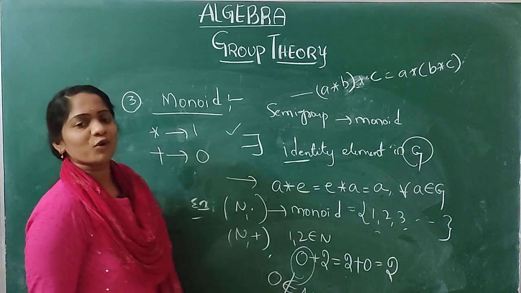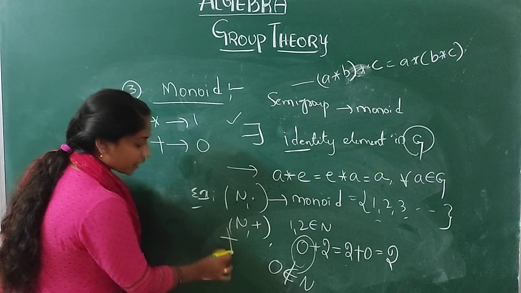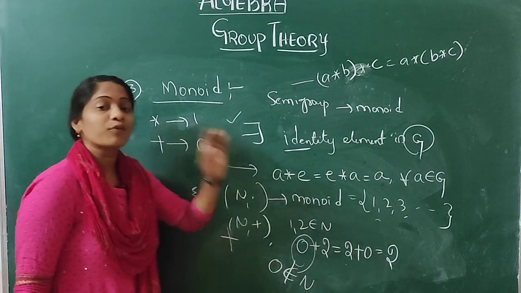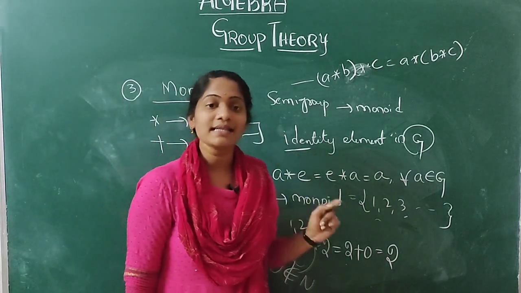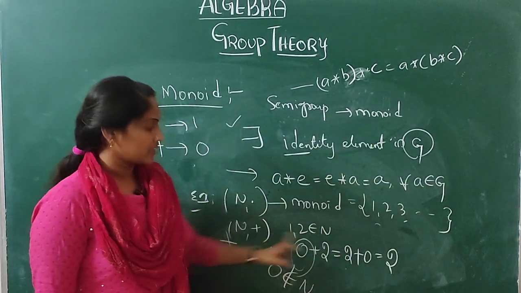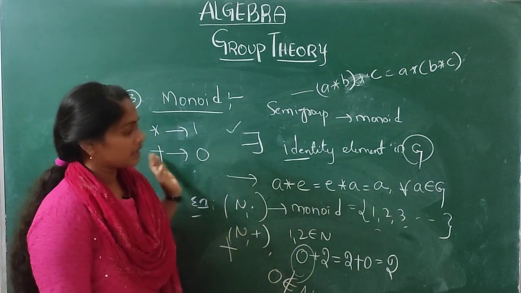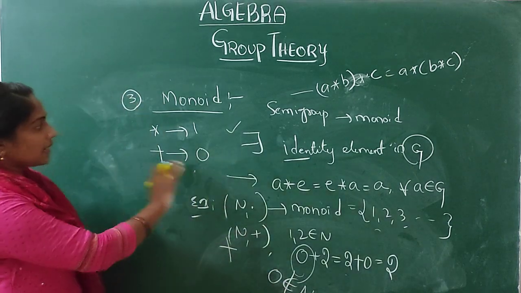Then what is the conclusion? N comma plus is not a monoid. N comma plus is not a monoid. What is the reason? The identity element does not belong to the non-empty set N. Simple reason. So in this way you have to check whether it is a monoid or not. So this is about monoid.